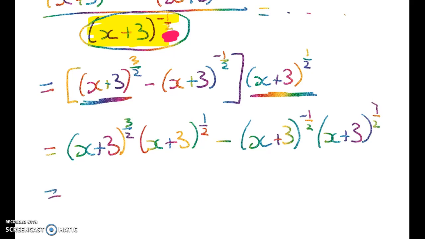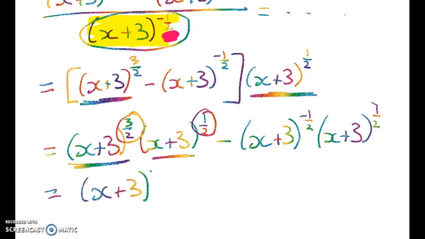Now, what have we got here? Well, we're going to add the powers. We've got the same base. We've got 3 over 2 plus 1/2. 3 halves and 1/2 gives me 2. So x plus 3 squared minus, here we've got negative 1/2 plus positive 1/2. So that gives me 0.